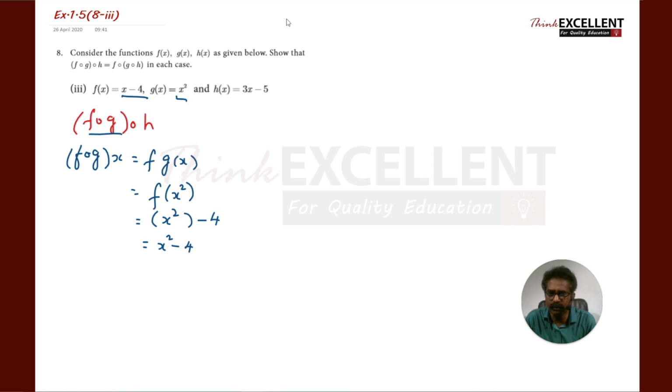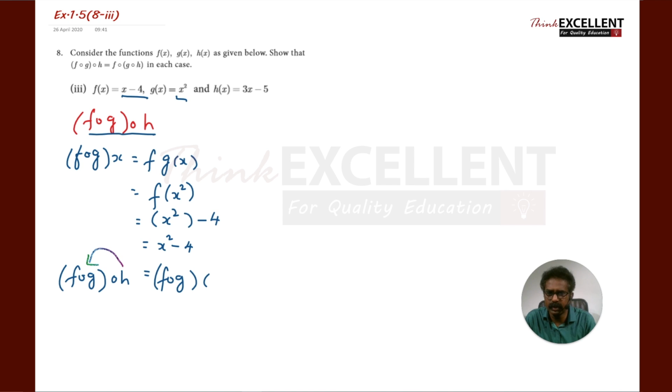Now the whole thing, f composition g composition h. So what's the method here? You have to put this h value in what? F composition g. Okay, see how to do this. So this f composition g, write as it is, f composition g of h.